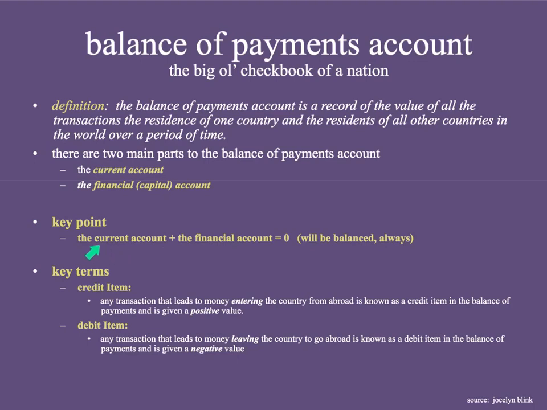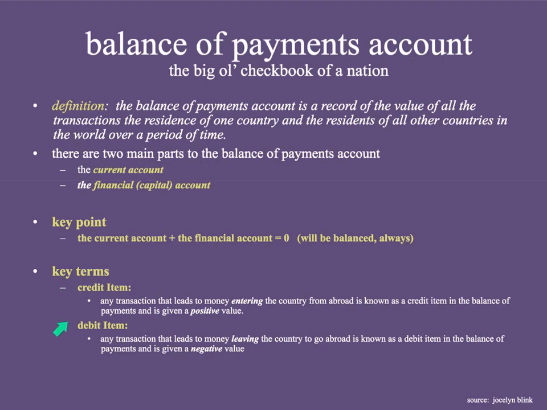Okay? So if the current account is running what they call a deficit, then the financial account would be running a surplus. If the current account is running a surplus, then obviously the financial account must be running a deficit. So it'll always equal zero. Don't worry why that's true. Just accept that for now. Okay? And as you go through these lessons, you will come to understand how that works.